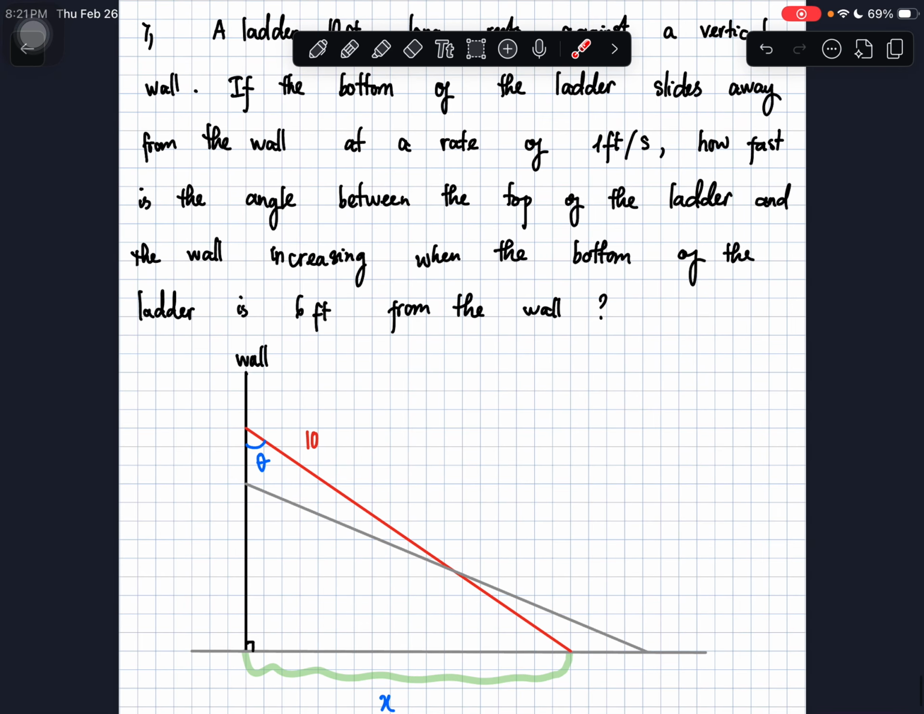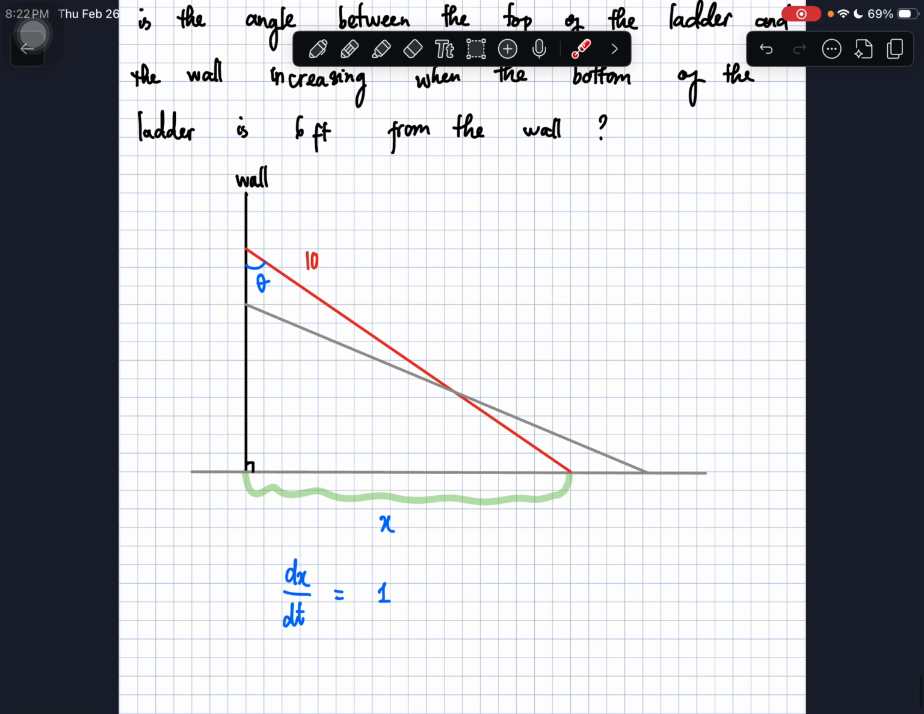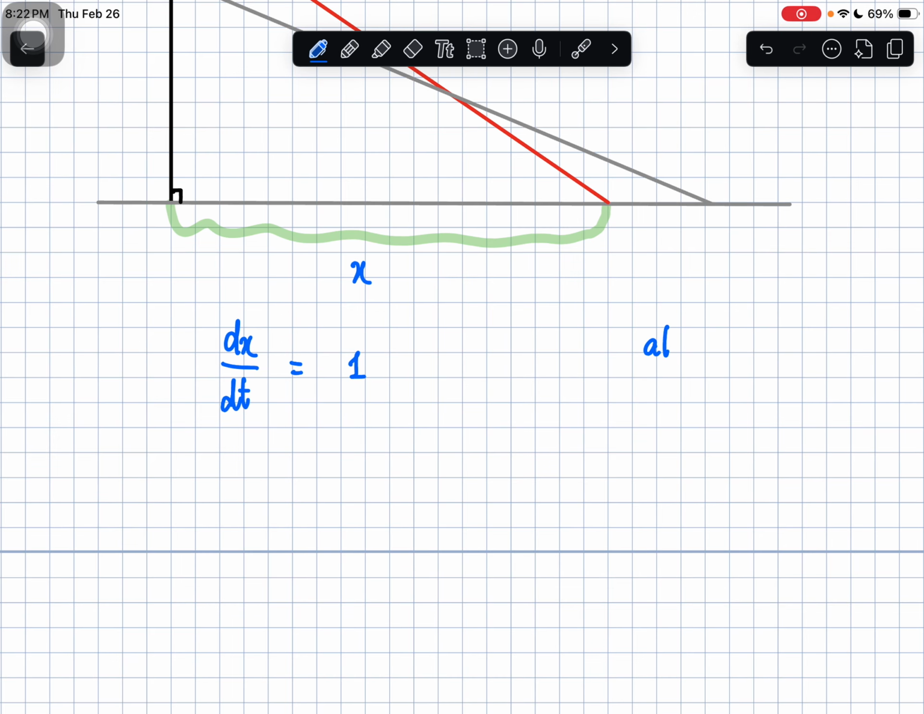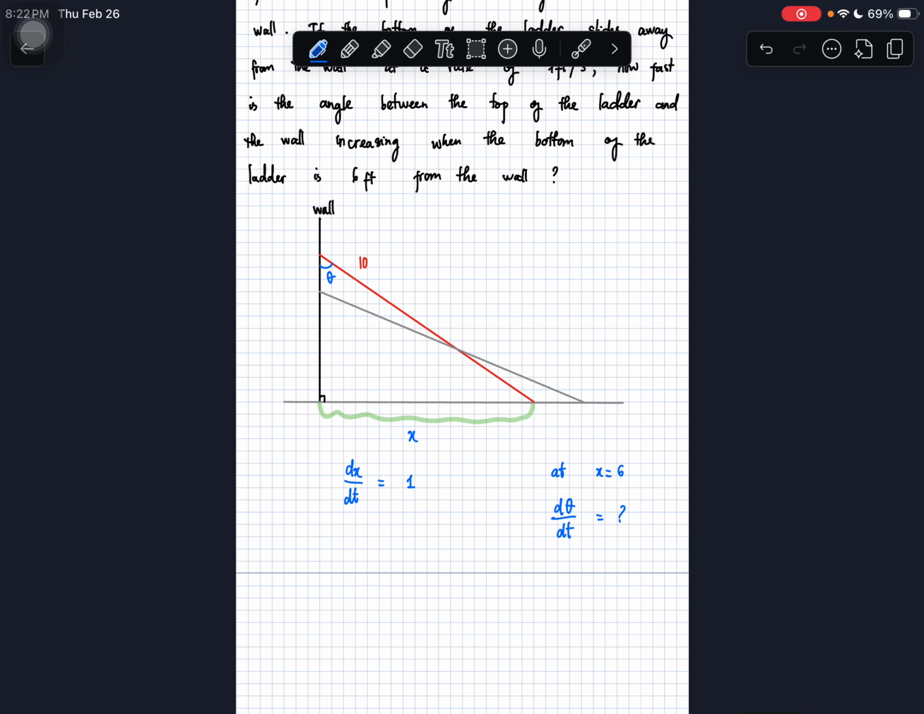And they ask us how fast is the angle between the ladder and the wall increasing when the bottom of the ladder is 6 feet away from the wall. So the bottom of the ladder is 6 feet away from the wall. That's the moment they consider, at x equal to 6. They ask us to compute d theta over dt, how the angle changes over time. So let's do that. We need to set up a relation between x and theta.